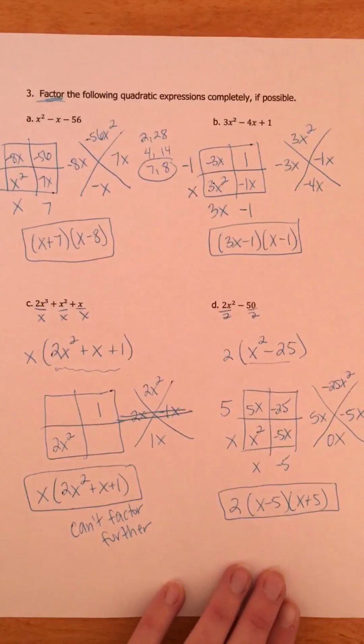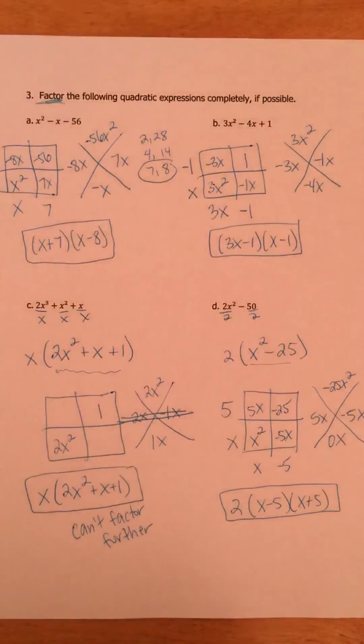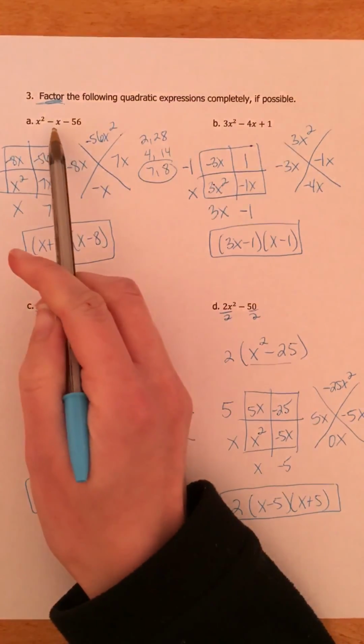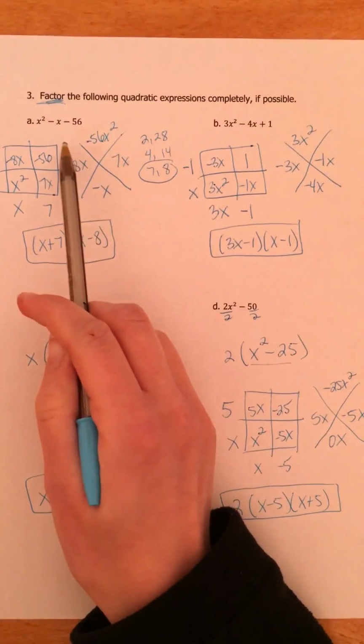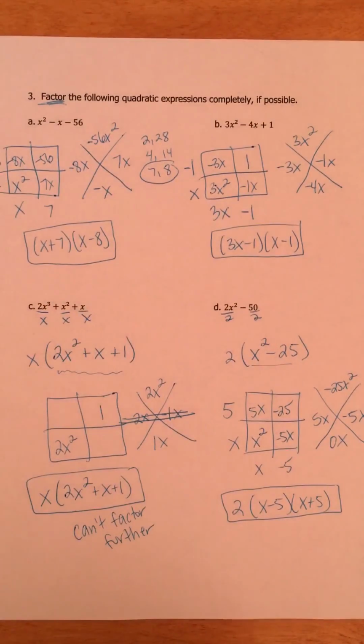So make sure you read the directions. This is something I'm seeing a lot: when you see a problem like this, you just automatically solve. So the directions say to factor, that just means leave them in parentheses. Okay? It has to say the word solve, or find the x-intercepts, or find the roots if they actually want you to get x equals some number. So this is factoring and factoring completely.